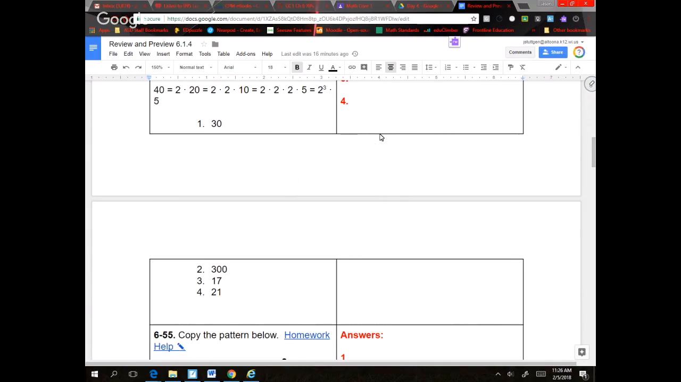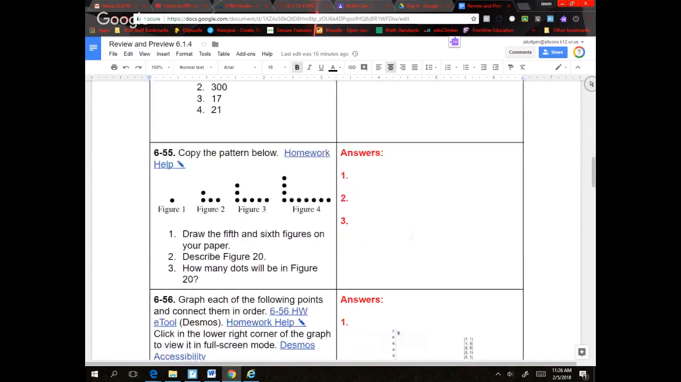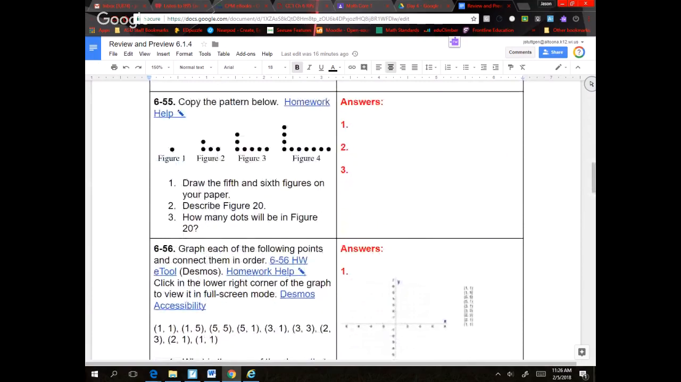There's no way to make 17 with whole numbers. Next one. Copy the dot pattern below. You have to do the 5th and 6th figures. I'm just going to do the 5th one just to save a little bit of time. I think you can figure out how to do the 6th one.